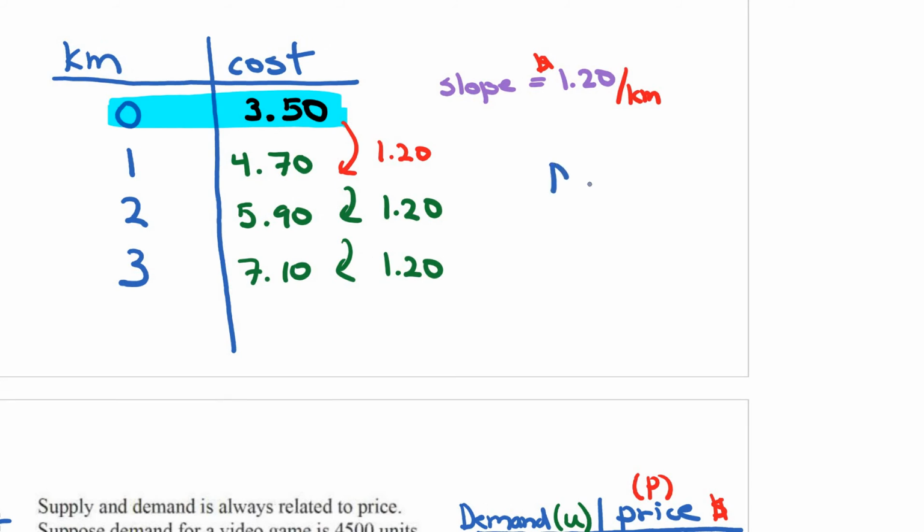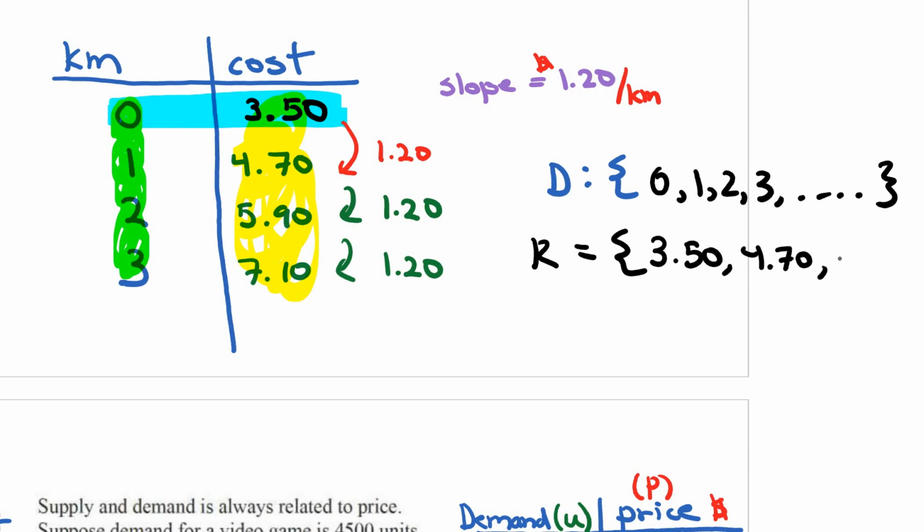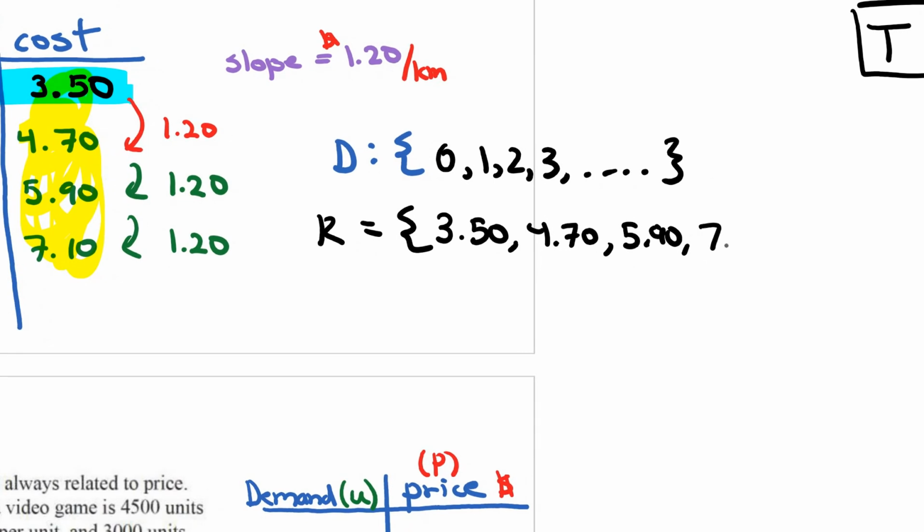Okay, so let's go ahead and find the domain now. The domain is simply your kilometers here in green, so that's going to be 0, 1, 2, 3, and so on. And my range is simply all these values here, which I'm highlighting in yellow. The first value is 3.50, then 4.70, then 5.90, and then 7.10. Right, so there's your domain and range for that particular problem, and that's it for question number 5.